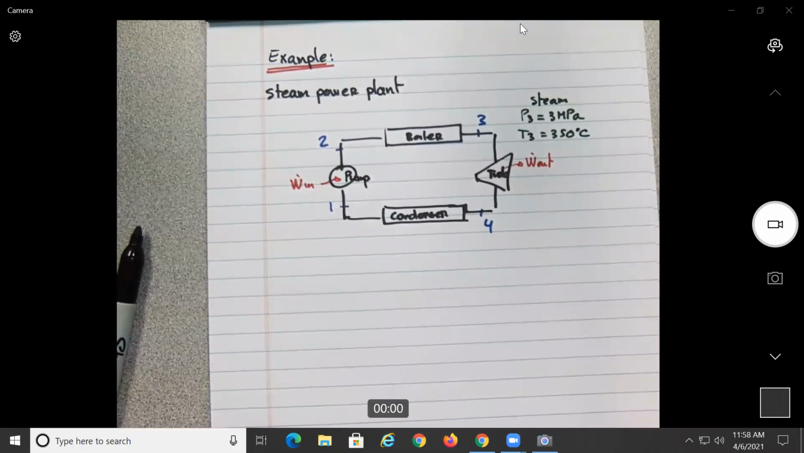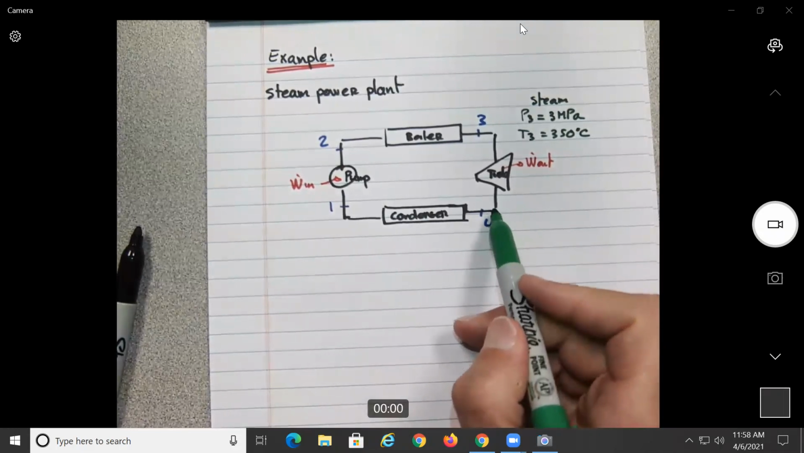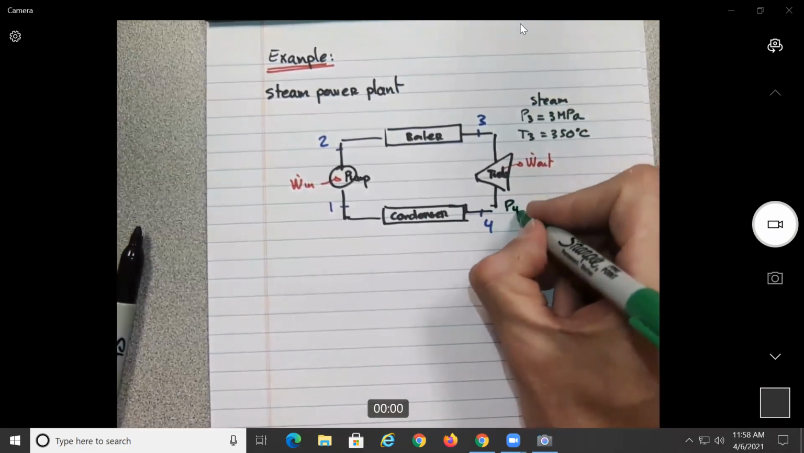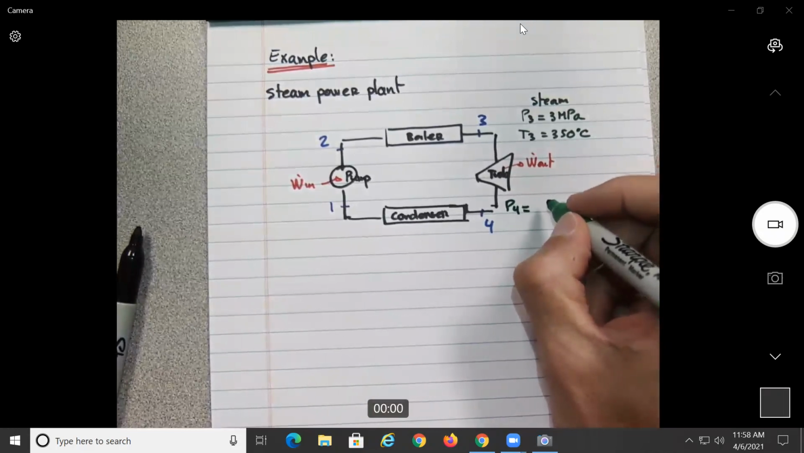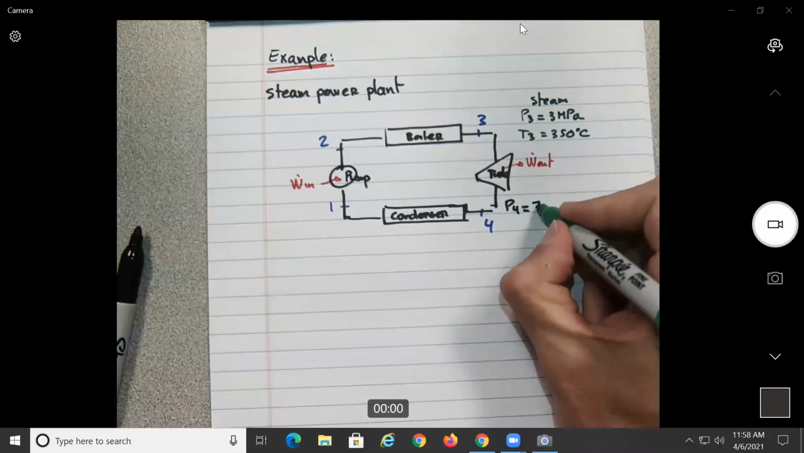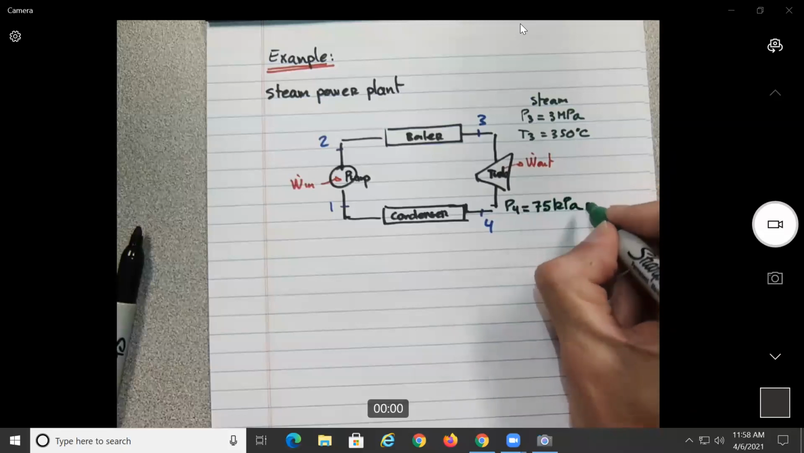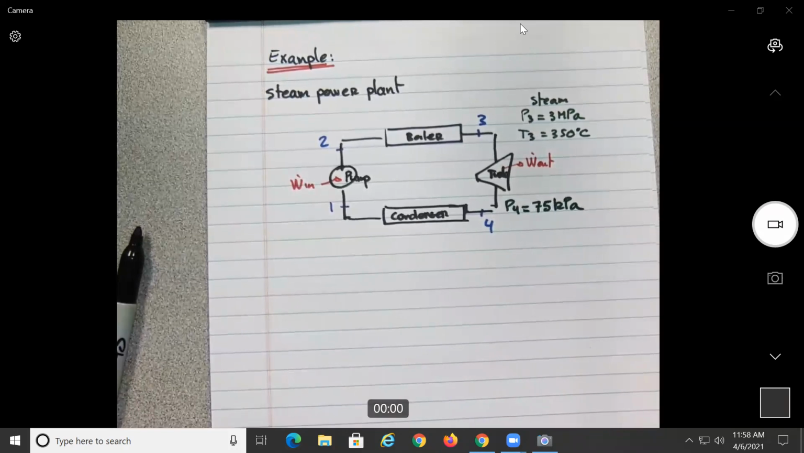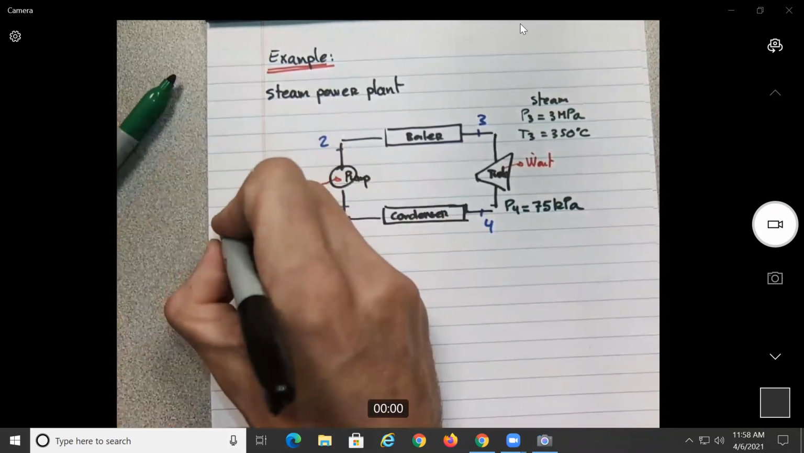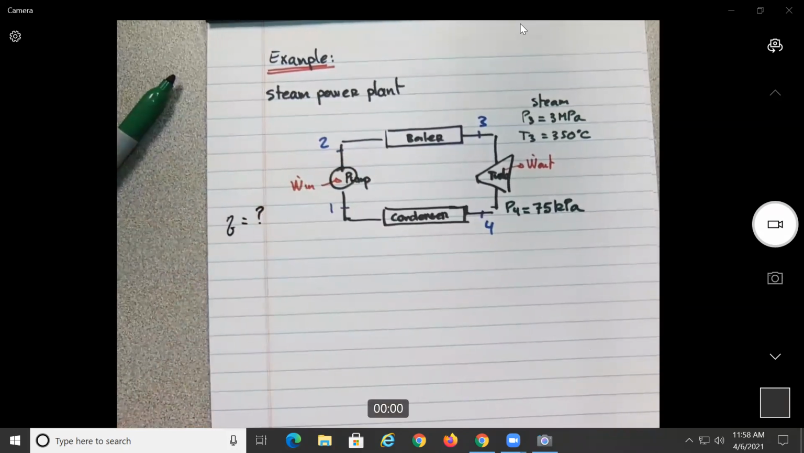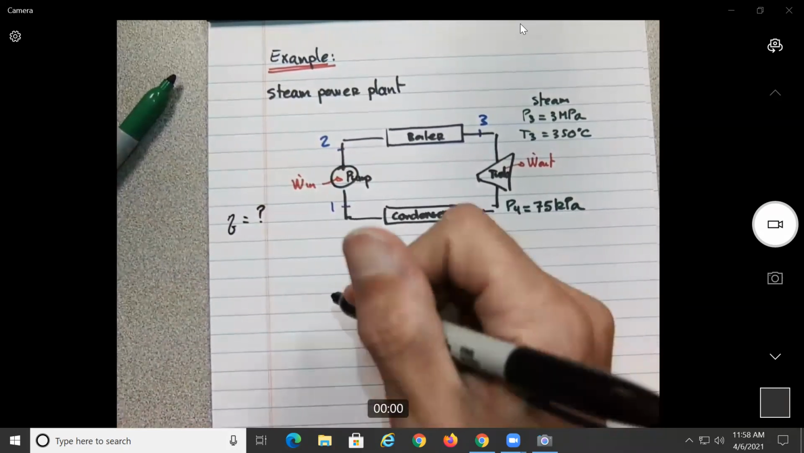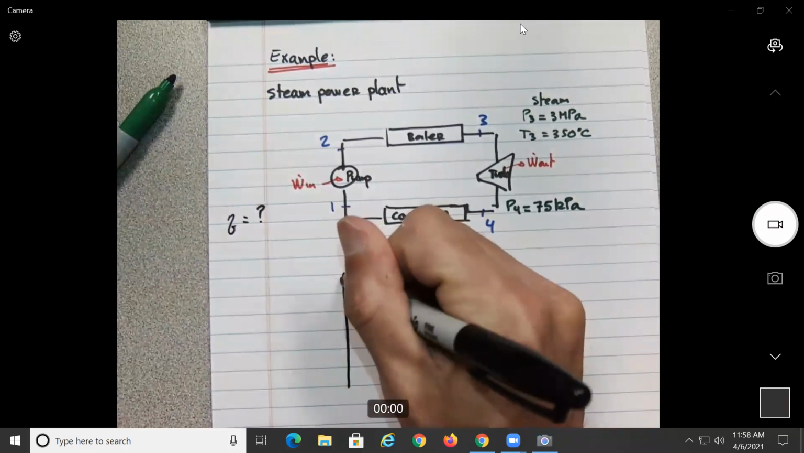Okay, what else do we know? And it is condensed in the condenser at a pressure of 75 kilopascals. So once it comes here to P4, there is a pressure drop. This is going to be 75 kilopascals. Determine the thermal efficiency of this cycle. So we need to determine what we just saw, the efficiency. But let's do the figure again for the example. I think it's always good.